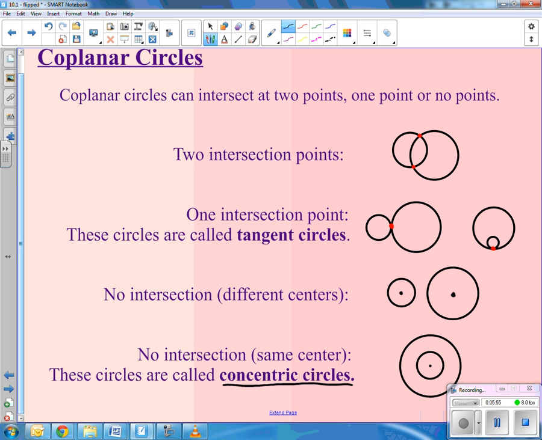Now, there is a third option that I didn't show. For no intersection, they can still have different centers, and one of them can be inside of the other. For example, if I have a circle here and then a smaller circle inside of that, they do have different centers, but it doesn't have to be that they're outside of each other.